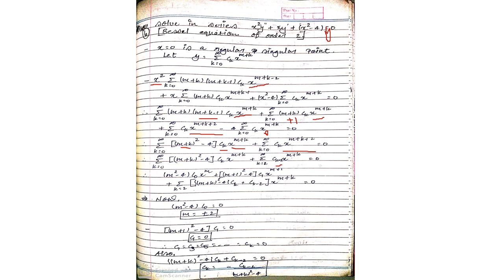Now you have to equate the terms. So applying first term equals to 0, second as well as third term equals to 0. First term equals to 0 means (m plus k) whole square minus 4 into c0 equals to 0, right? But as we know, c0 must not be 0, so m equals to plus or minus 2. From this you can say that the third case will be applicable because the roots are different and differ by an integer.